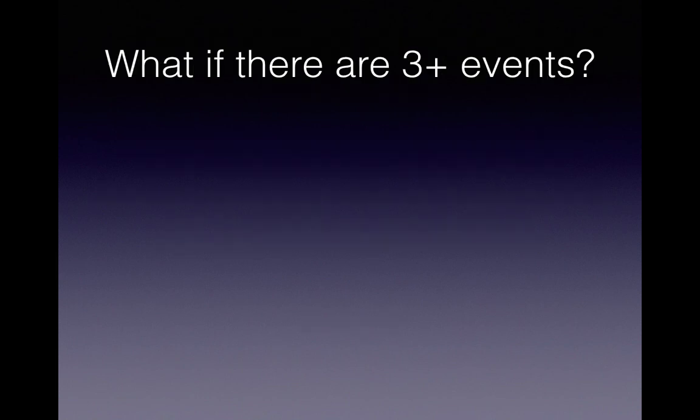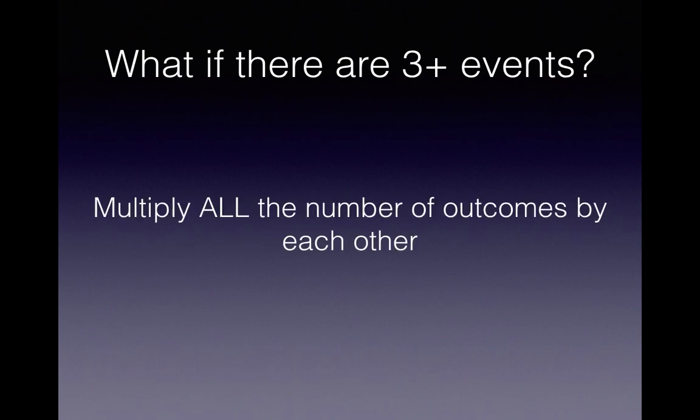Right. If there are 3 events, or 4 events, or 5 events, you basically take the number of outcomes for each event and you just multiply them all together. So if there are 3 events and you had 2 outcomes possible for the first, 2 outcomes possible for the second, and 3 outcomes possible for the third, the total number of outcomes will be 2 by 2 by 3, which will be 12.